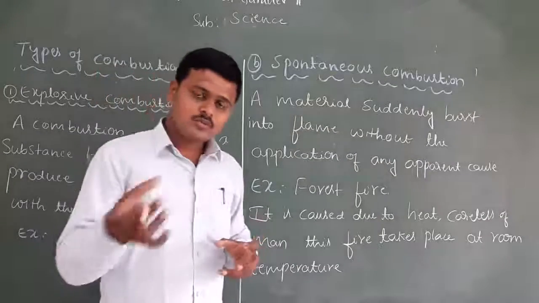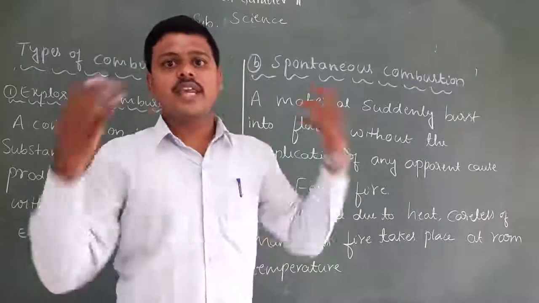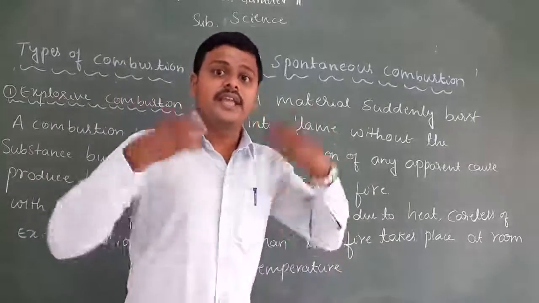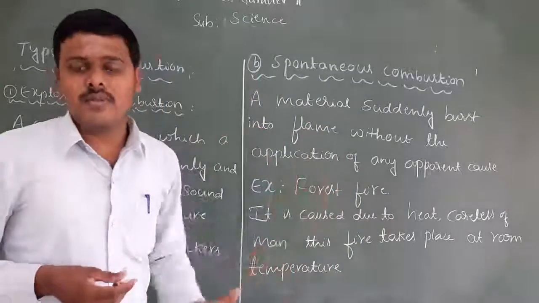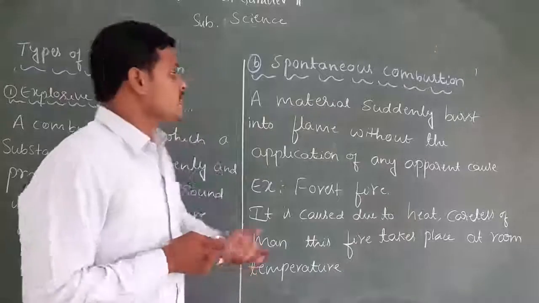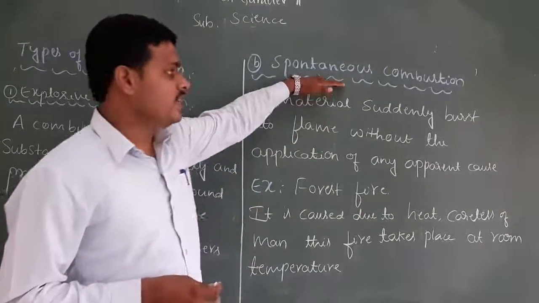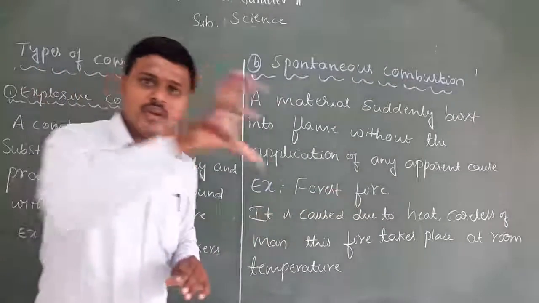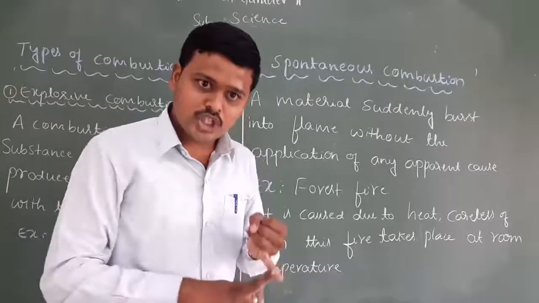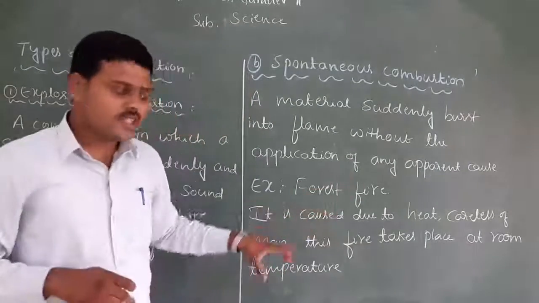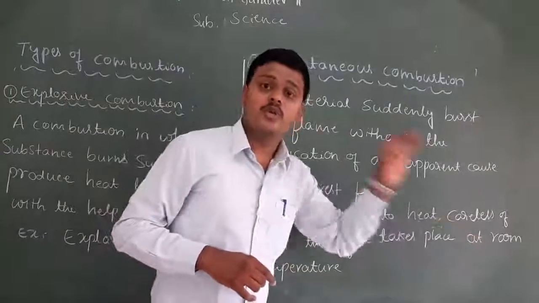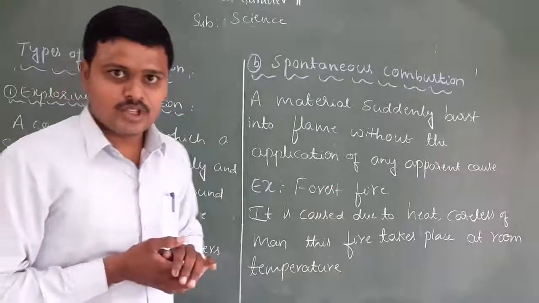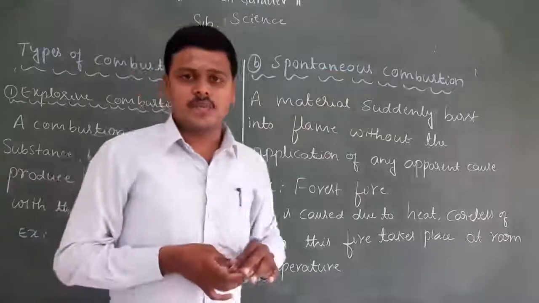Here, a sudden fire takes place without any sound and without producing much heat energy. A fire or fire accident that takes place like this is what we call spontaneous combustion. The best example for spontaneous combustion is a forest fire. This happens because of the high temperature of the surroundings and the carelessness of human beings, and the fire takes place at room temperature. This is what we call spontaneous combustion.